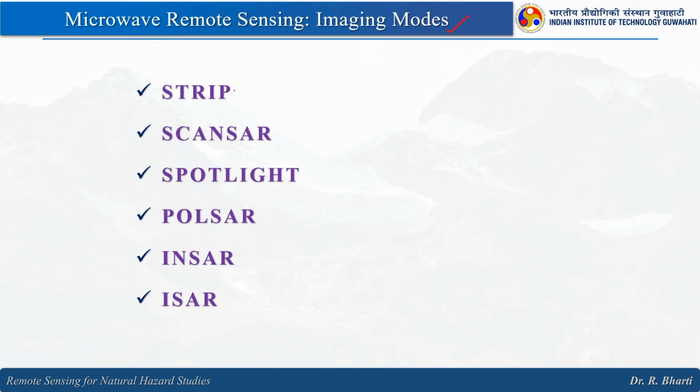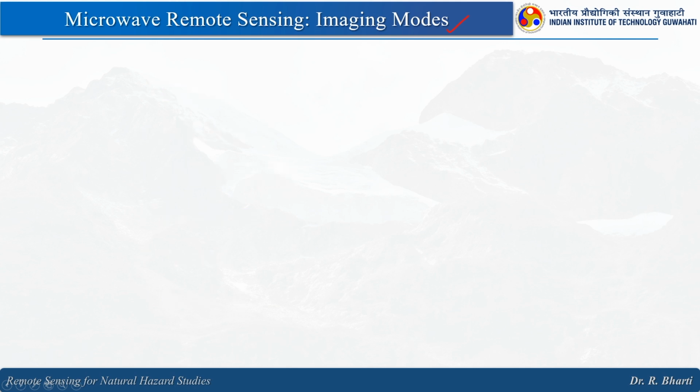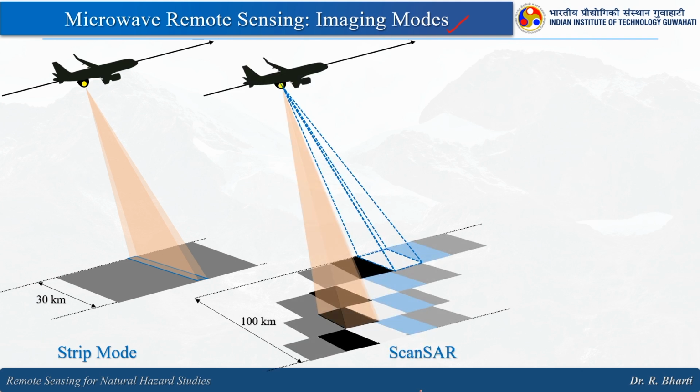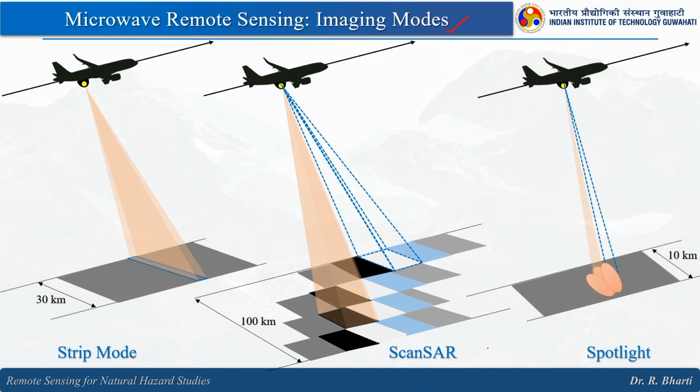So these are the different modes of imaging. Here in microwave, either you will have the strip or you will have ScanSAR, spotlight, polarimetry, InSAR or ISAR. This kind of measurement or imaging modes are available. So depending upon the modes, you will have different information. Here you have strip mode, this is ScanSAR and this is spotlight. I hope the figure itself is sufficient to explain what we mean by strip mode, what we mean by ScanSAR and what is spotlight, right.